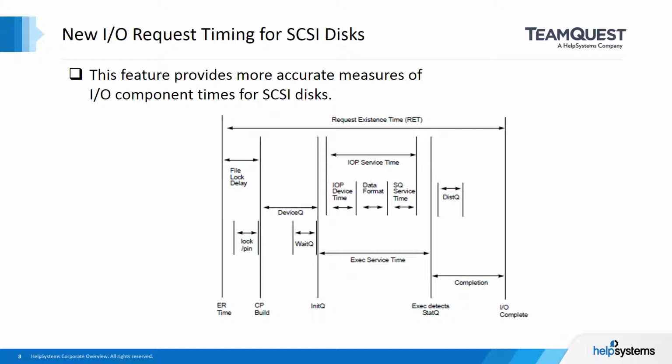The new IOP statistics are lag time, the amount of time to lag the pages in memory; queuing time, the amount of time elapsed from completion of the channel program build until the IOP is placed on the initiation queue; wait queue time, the amount of time waiting for an initiation queue; exec service time, the amount of time exec takes to complete the request; IOP service time, the amount of time the IOP takes to complete the request.